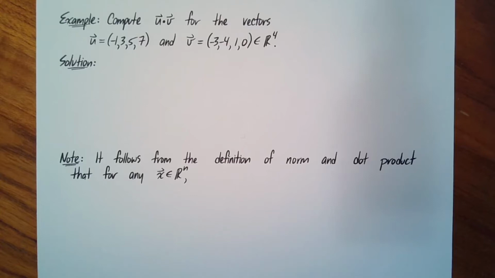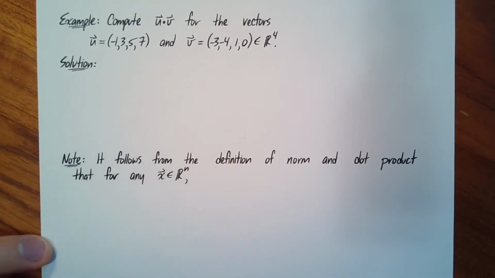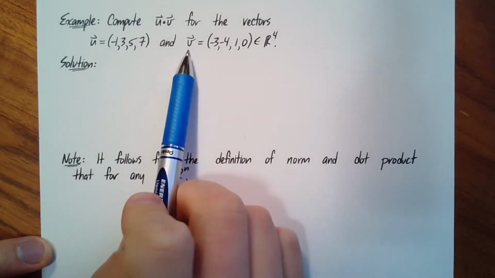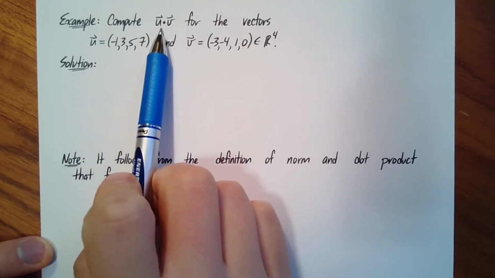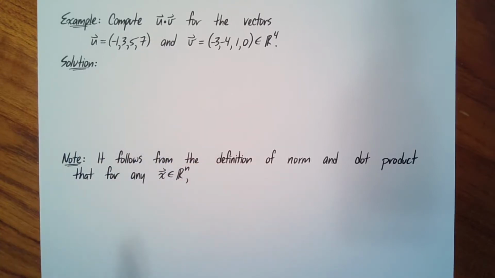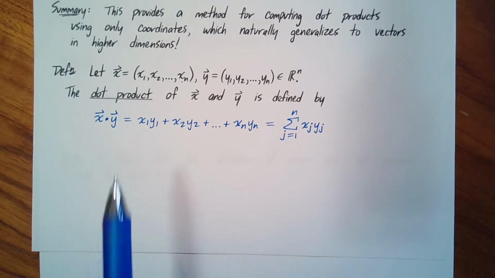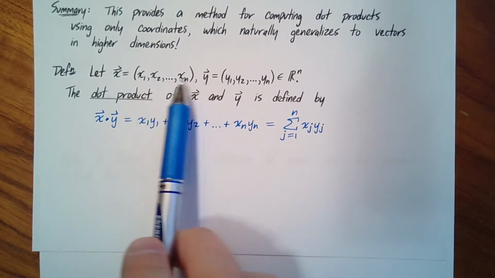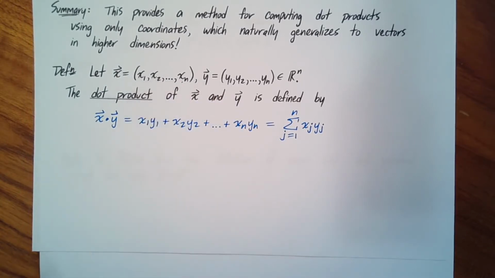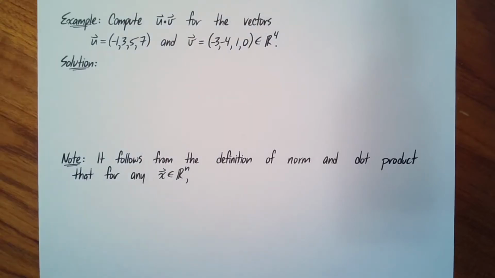So let's look at an example where we use this dot product formula. We're given two vectors in R4, called u and v, and we want to compute the dot product of u and v. So we'll just use the formula that we just wrote down at the bottom of the previous page, right? Just compute the product of each respective coordinate and then add up all the products.